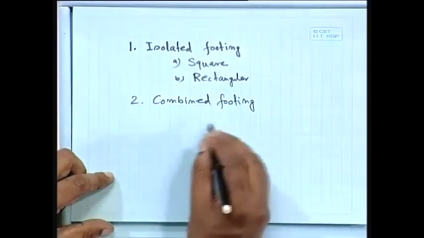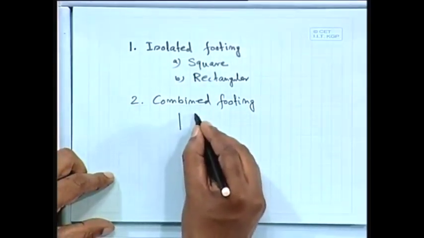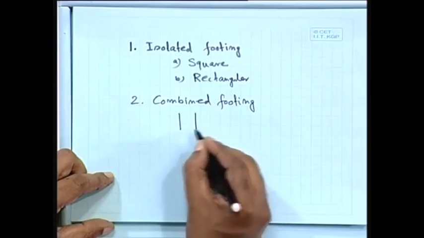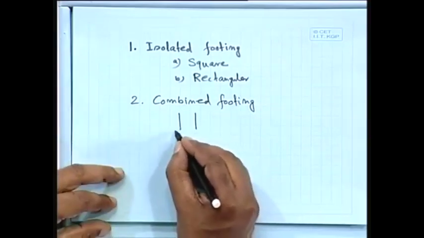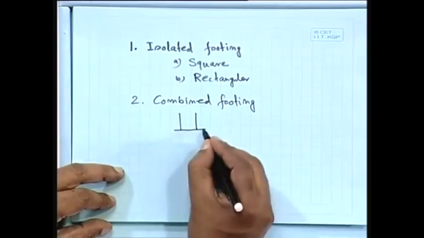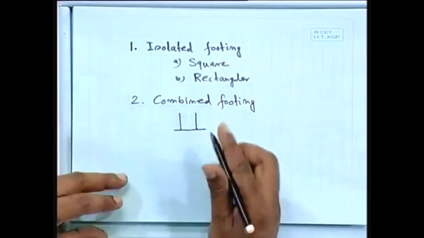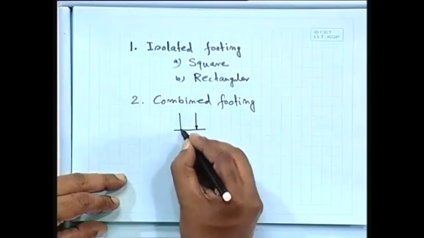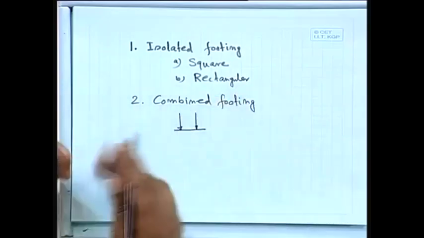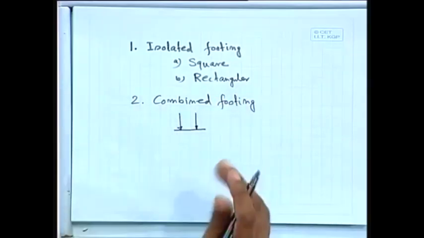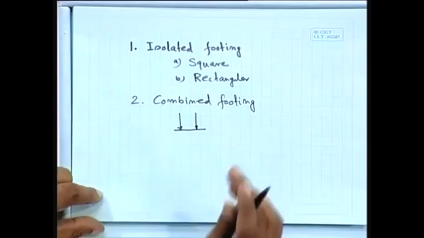Simply we can have, say, only two columns, and the columns are so close that we cannot give an isolated footing. In that case I can give one combined footing. The combined footing could be maybe for 3 or 4 columns also, but generally we make it for at least 2. Now, the footing size and all those things you can find out for a combined footing.